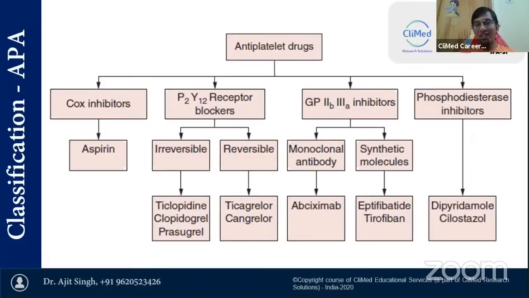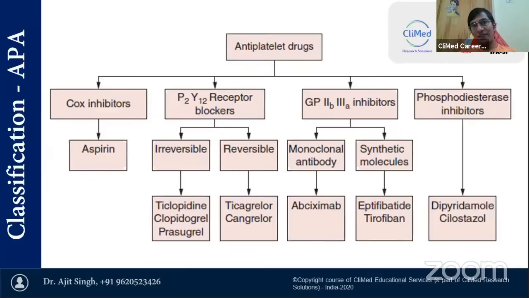So at that time we need some drugs which can stop platelet aggregation during the procedure. So we give intravenous GP2B3A inhibitors. These are for a short time, but they are quick, and these drugs are given during the procedures to counter the huge platelet aggregation. Right? These are not given for the long term.